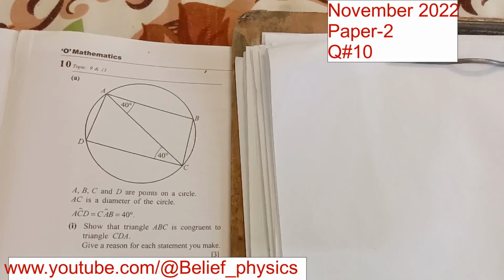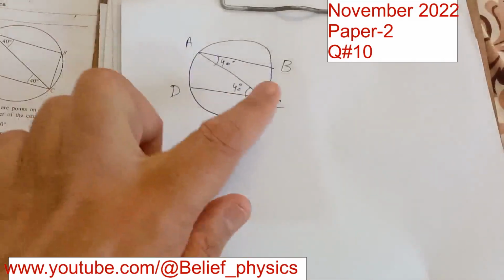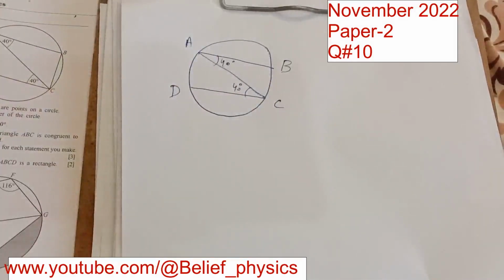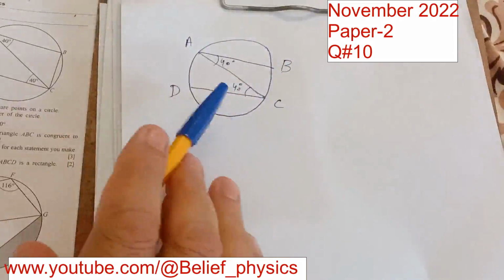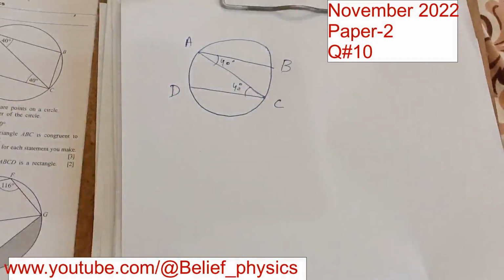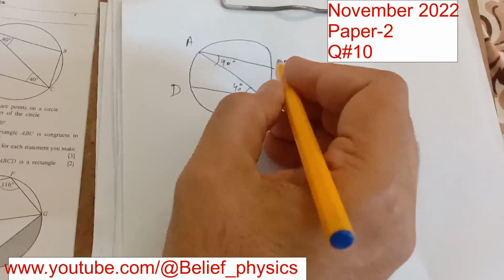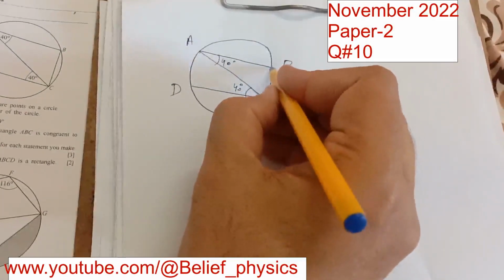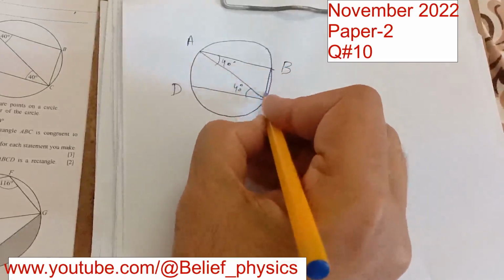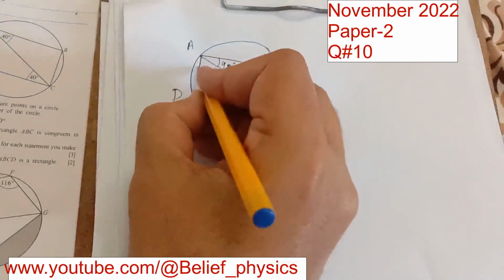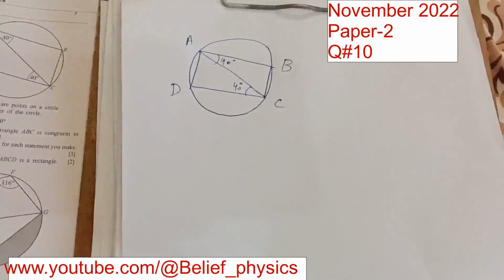I will solve it for you. Let's start. ABC and CDA are congruent triangles. Now ABC, if we join this, then this is here and this is a triangle. So we have to prove that these are congruent.